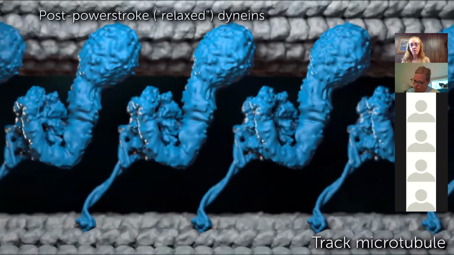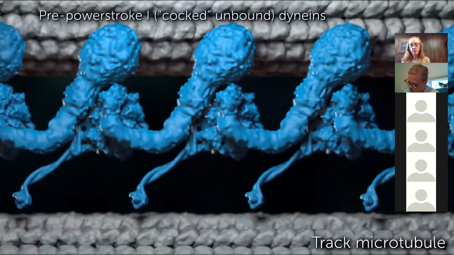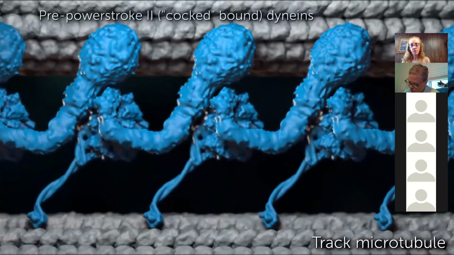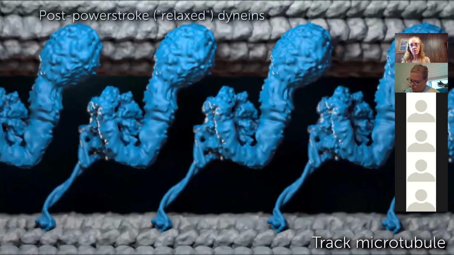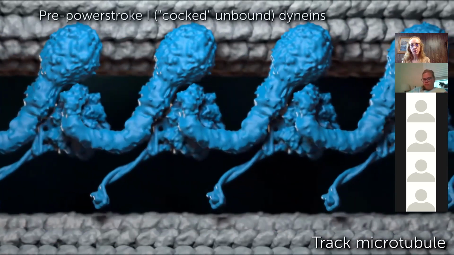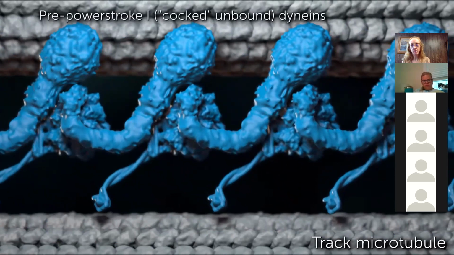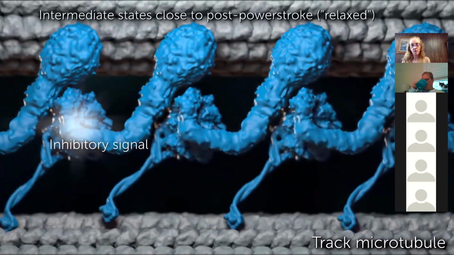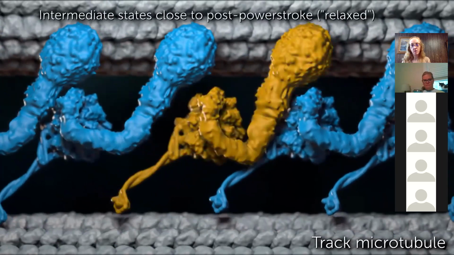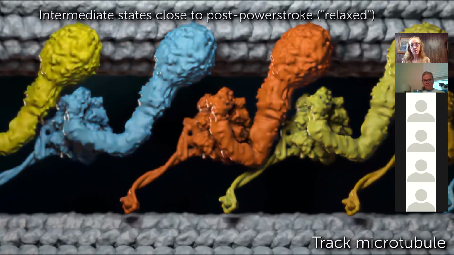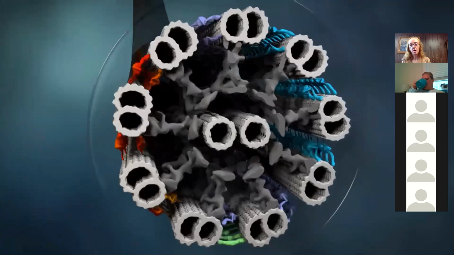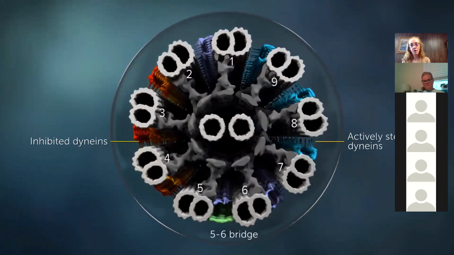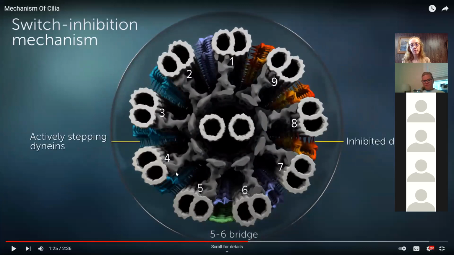From the relaxed post-power stroke state, the dyneins release from the microtubule, swing forward, and rebind to the microtubule. During the power stroke, the cargo is pulled forward by the action of dynein. As long as ATP is present, dyneins continue to walk along the microtubule. However, if dyneins receive inhibitory signals, they can be kept in intermediate states that resemble the post-power stroke state, leaving them unable to generate motion. Our direct visualization of specific dynein conformations on either side of the flagella suggests a switch inhibition mechanism.